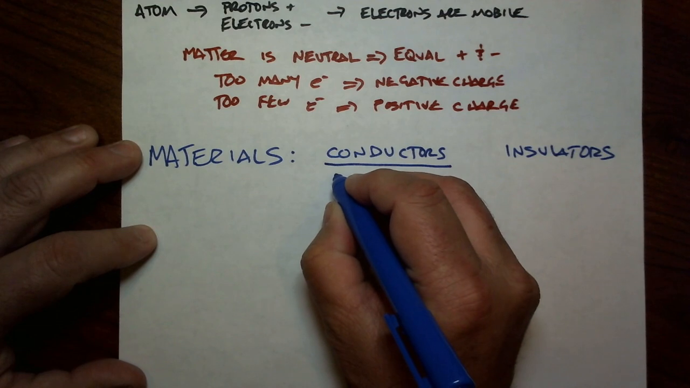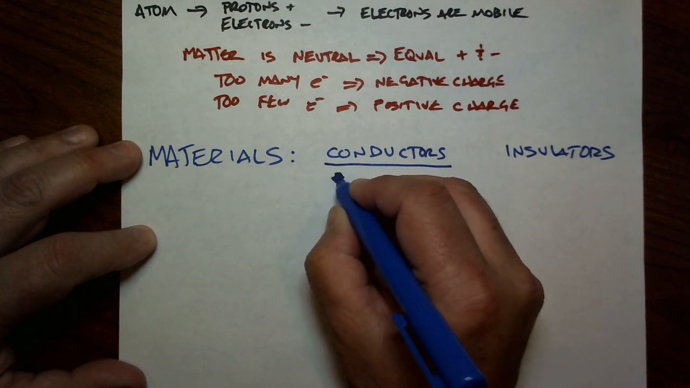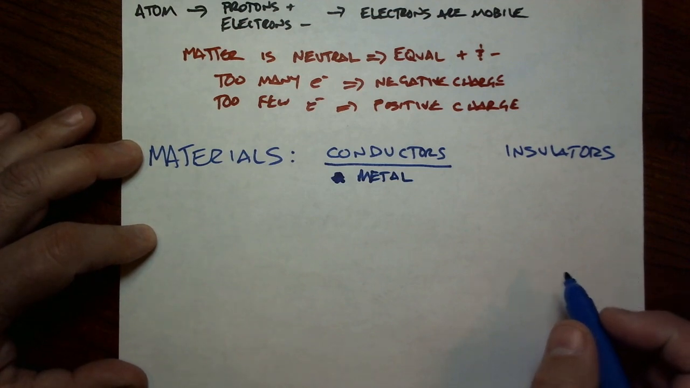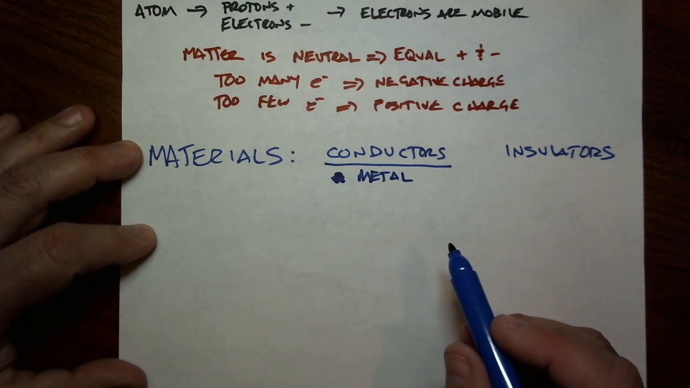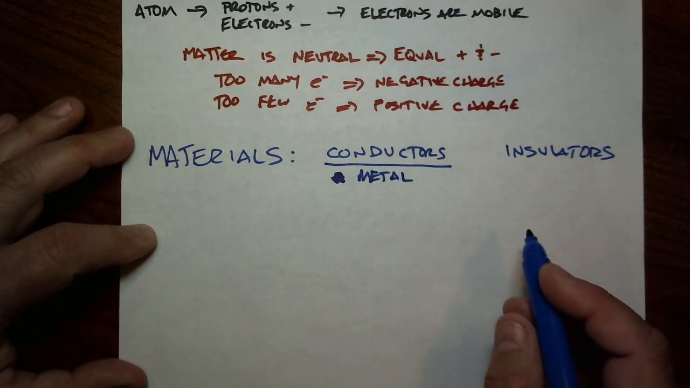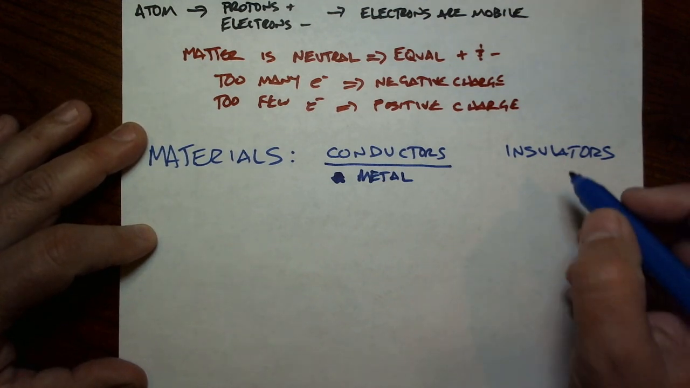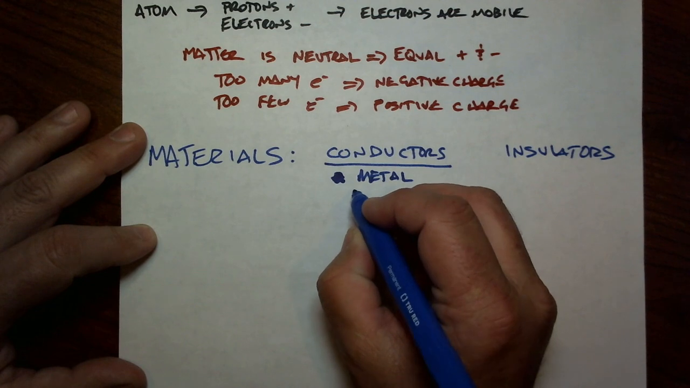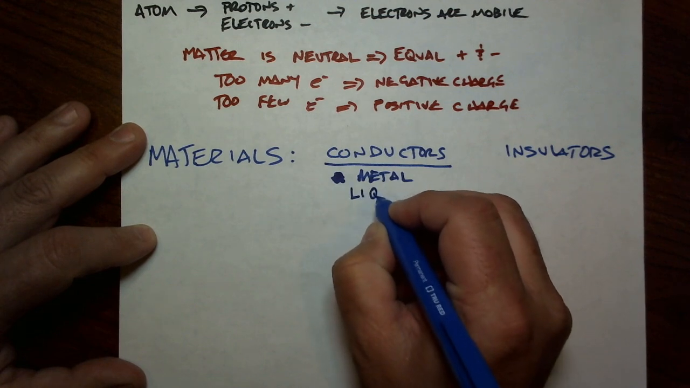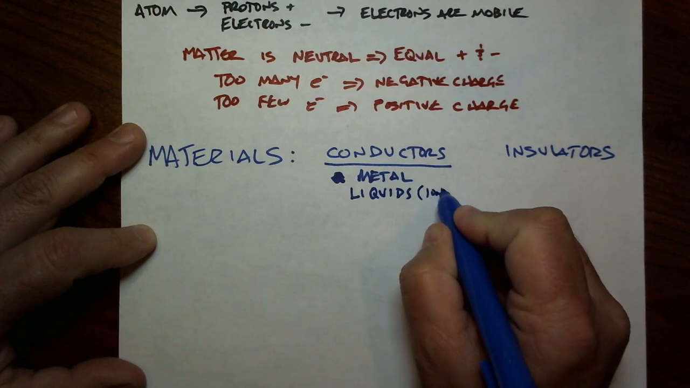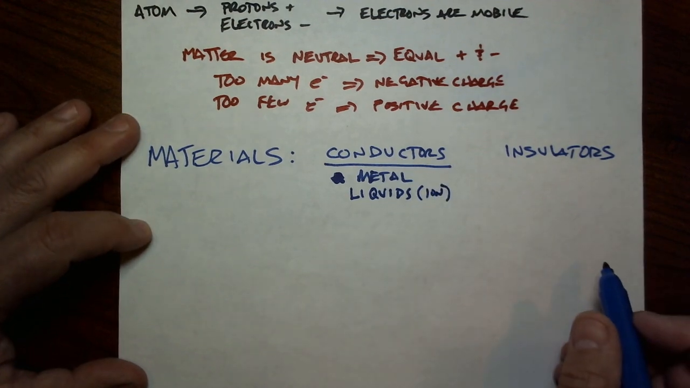Conductors mostly include things that are made of metals. Metals are very good conductors. By the way, not only good conductors of electrons, but also very good conductors of heat, usually. So that's interesting. I wonder if those properties are related. But liquids, such as water, that have ions in them, they can be very good conductors as well.